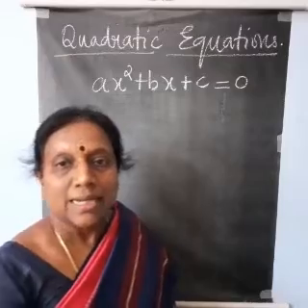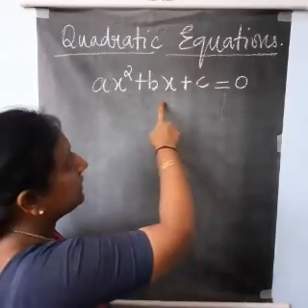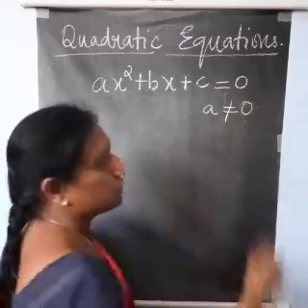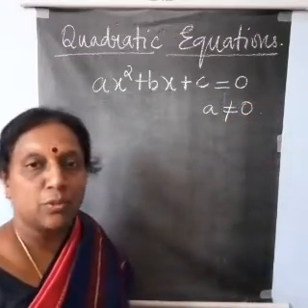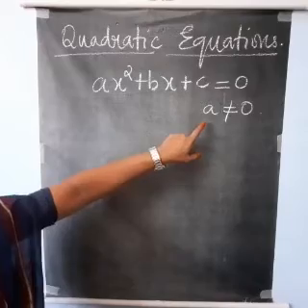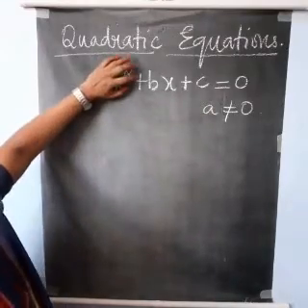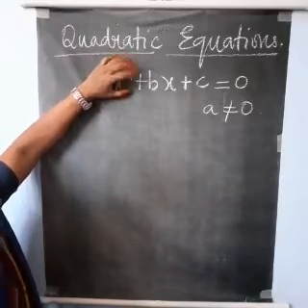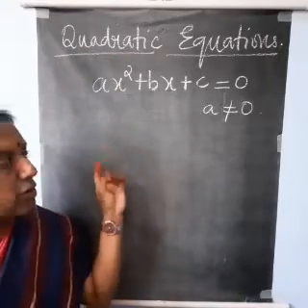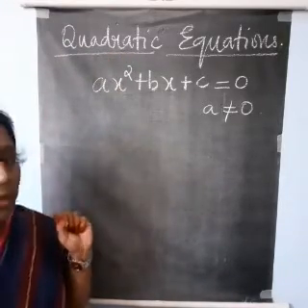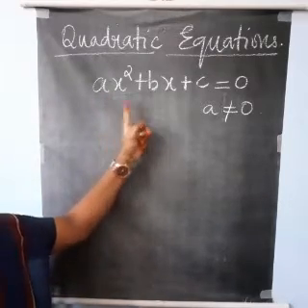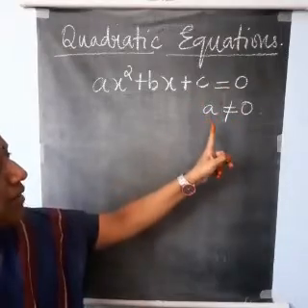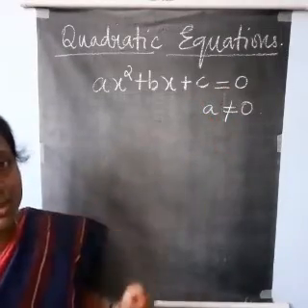Are we following? Now, the only condition for this quadratic equation to exist is that a should not be equal to 0. Why should a not be equal to 0? Because if a is equal to 0, then this term becomes 0, and it becomes a linear equation. So, the general form or the standard form of a quadratic equation is ax squared plus bx plus c equal to 0, where a is not equal to 0.